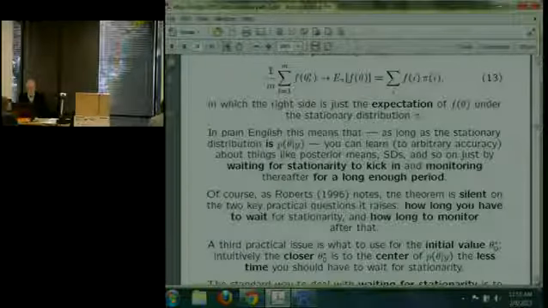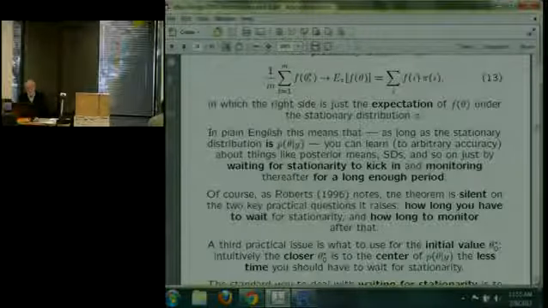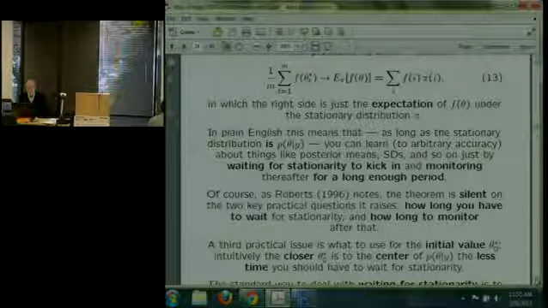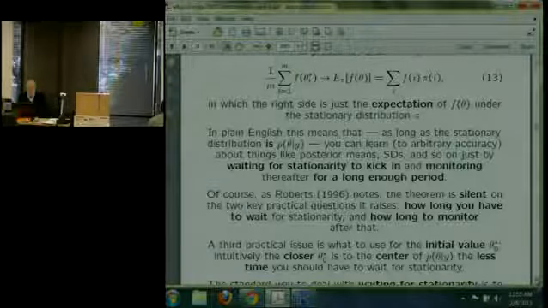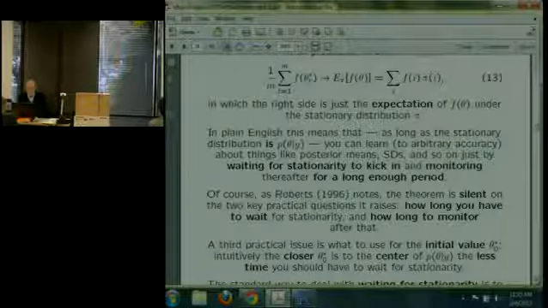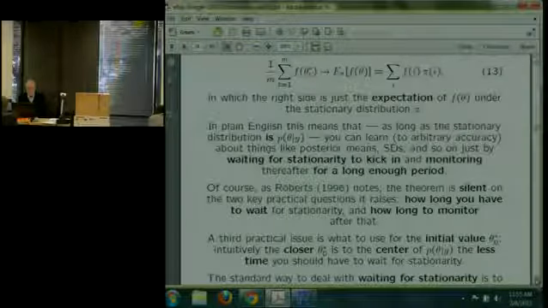But it's going to turn out that you can even use generic starting values that might be quite far from the actual posterior mean, and the chain is going to shrug that off very quickly. The time to achieve stationarity is going to turn out to be really small.